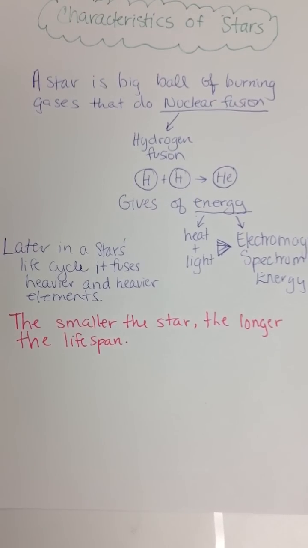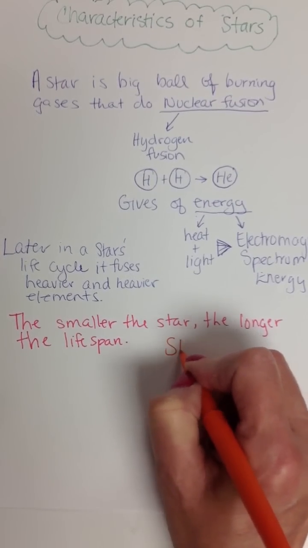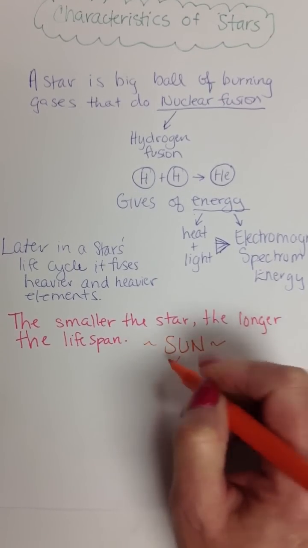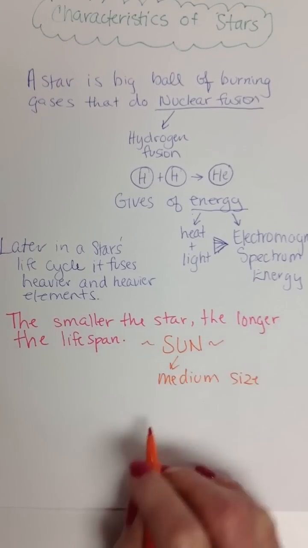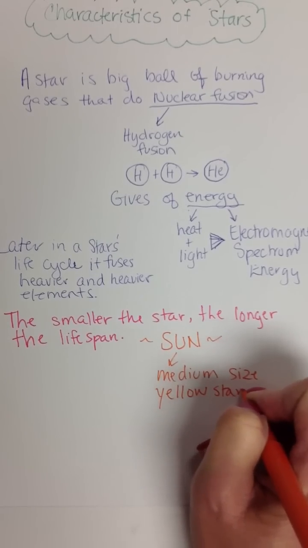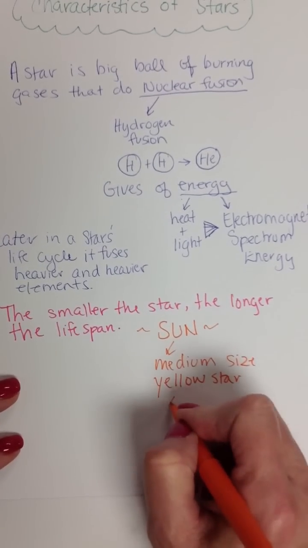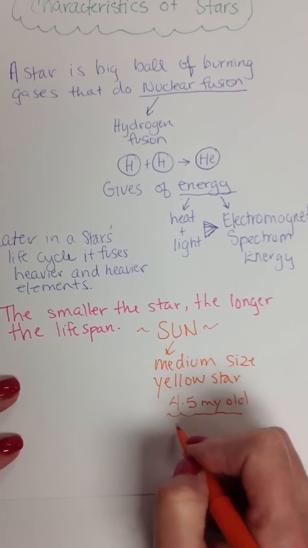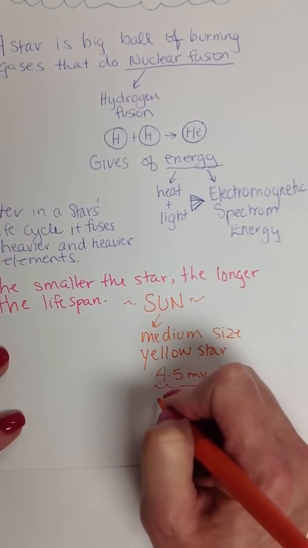So while we're talking about that, let's talk about our star. Our star is the sun. And what do we know about our star, the sun? Well, you should know that it is a medium-sized star, and it's yellow in color. And you should also understand that our star is about 4.5 billion years old, and it's middle-aged. So it has about another 4.5 billion years of lifespan left.